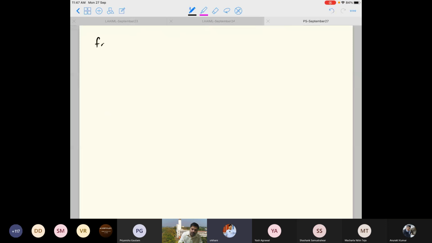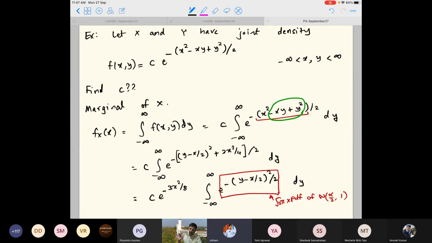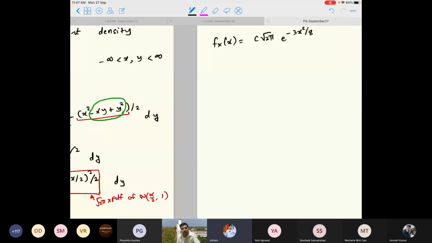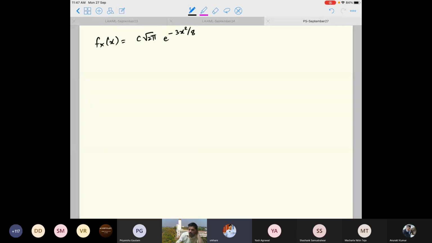So you have f_X of x equal to c into root 2 pi into e to the power minus 3x square by 8. Is that right? Minus 3x square by 8. This is true for minus infinity less than x less than infinity. That is what you get for f_X. So from here, can you tell me what is c?